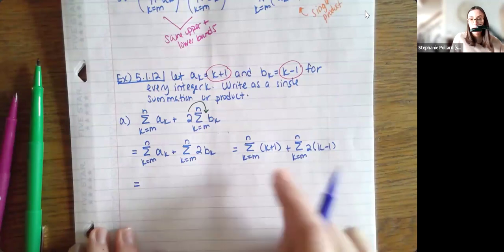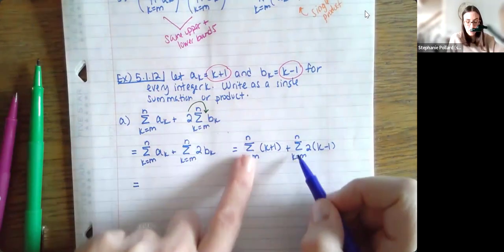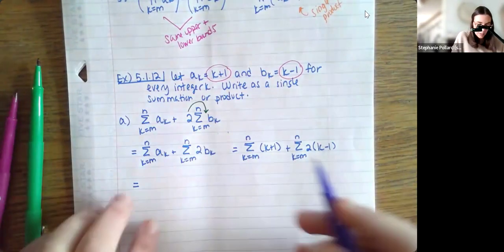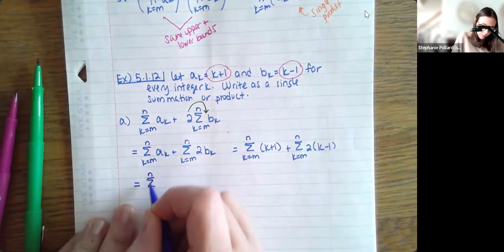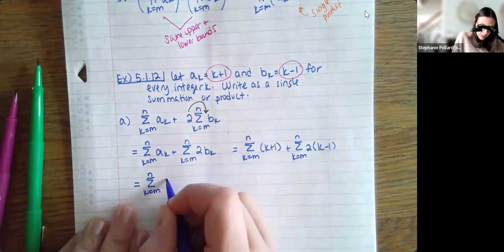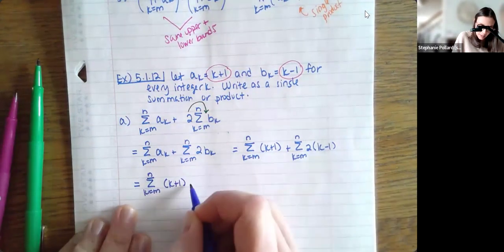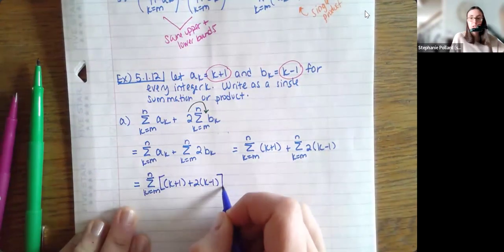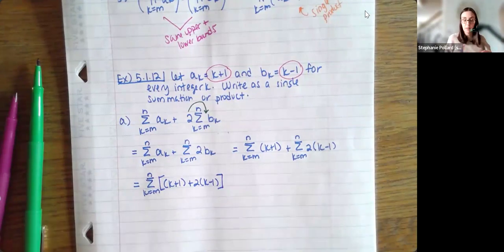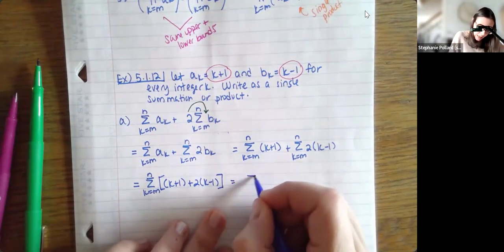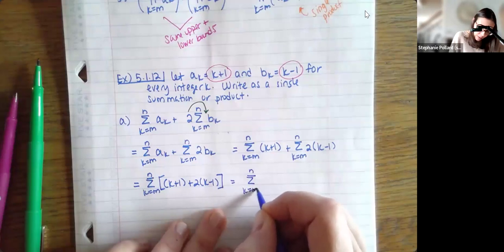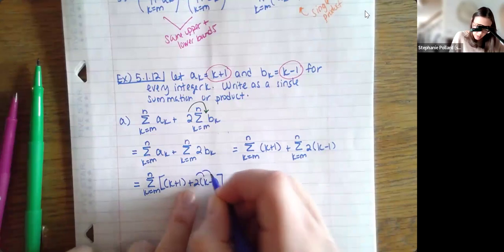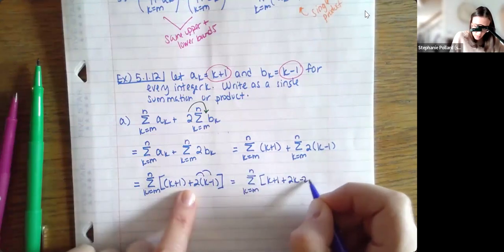Now, the other thing from the previous theorem says that because our sums are going from the same bounds, from m to n, we can actually put this together. So this can become one big summation. So my first group is k plus 1. I'm going to add it to 2 times k minus 1, the second group. And again, I'm going to use a bracket here just to make it very clear that this is all one summation. And then I'm going to go ahead and clean this up. So I have k plus 1. I'm going to distribute that 2. So 2k minus 2.